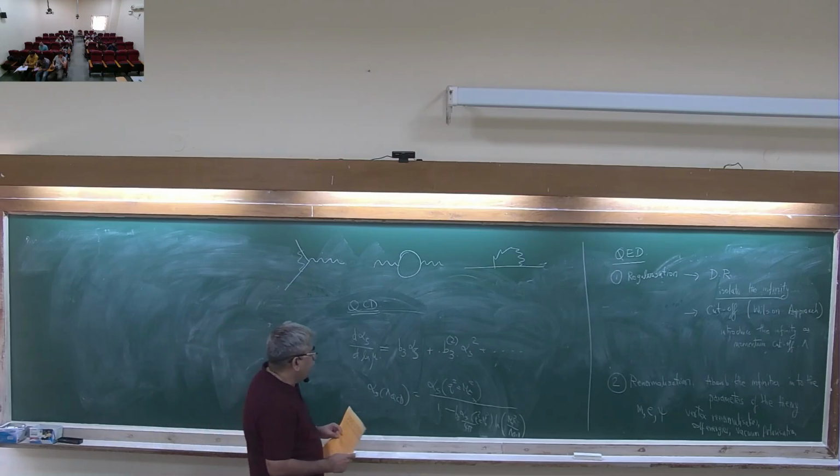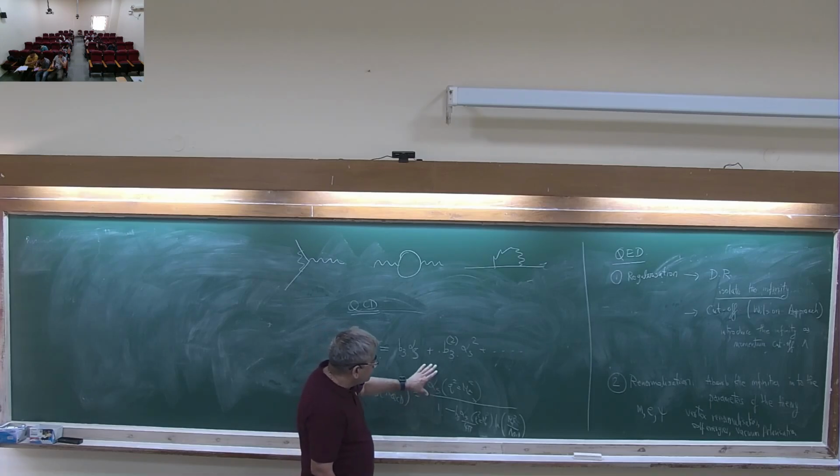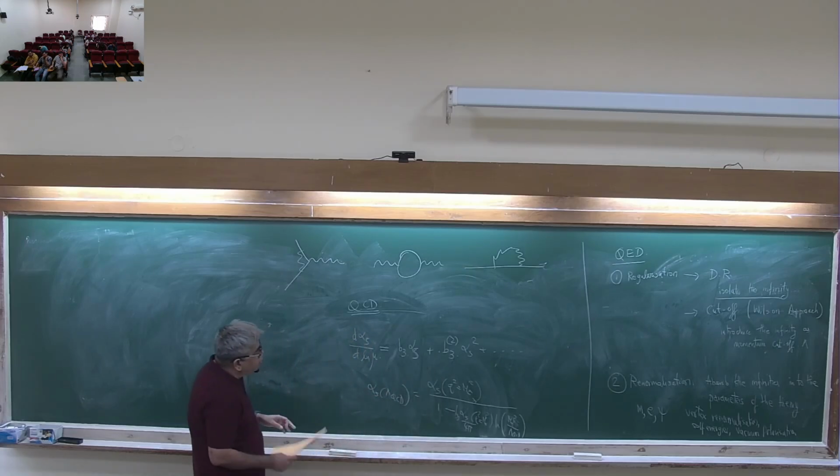This is just a one loop beta function. And so when you are matching with experiment, you should also know at what scale you are doing the experiment, essentially.